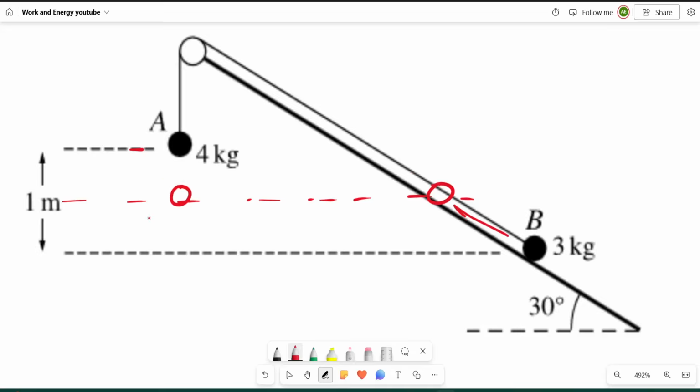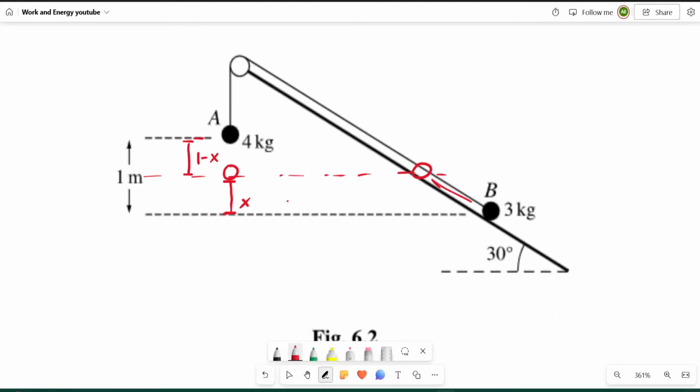Let's think about what is going to happen. Let's say that the upward distance that B moved, from here to here, we call x. We don't know where it is, so let's just call it x. This whole thing is 1 meter. This part is x, so this part must be 1 meter minus x. So the height that A moved down must be 1 minus x, right?